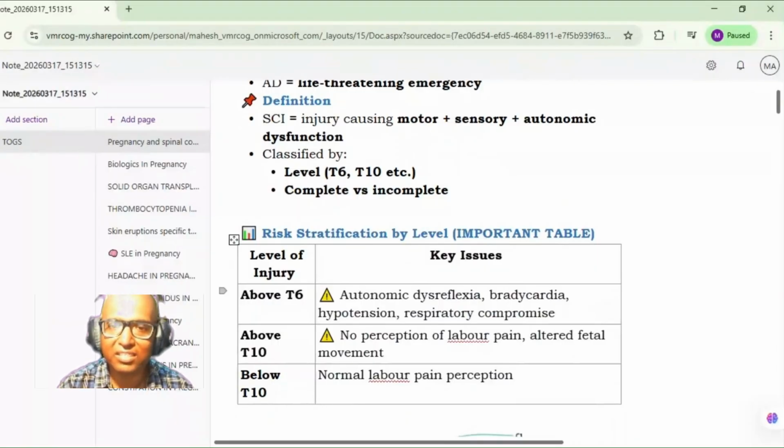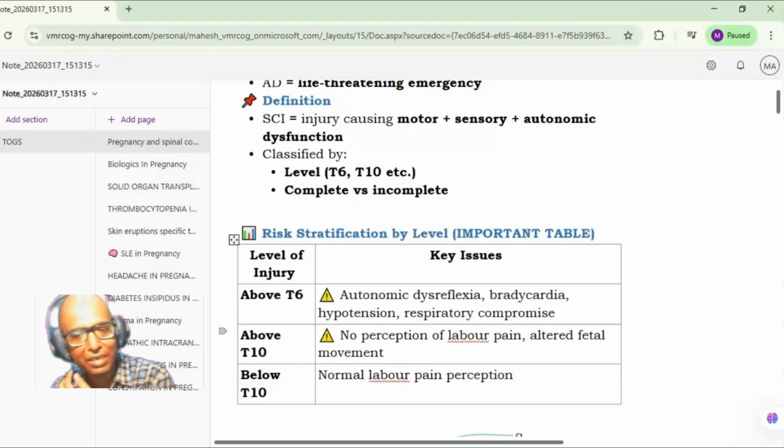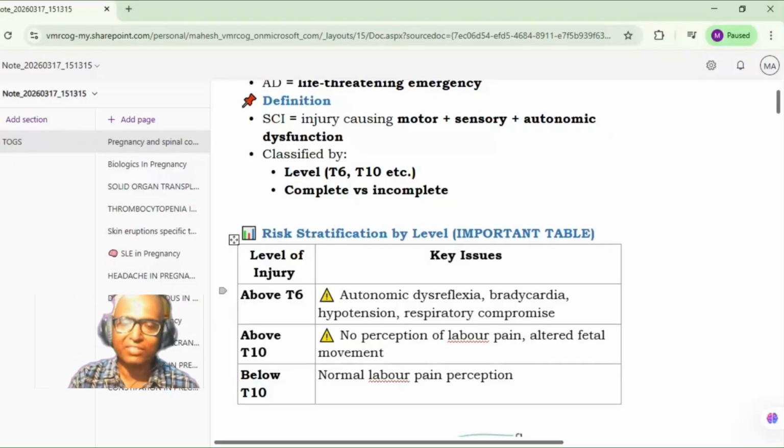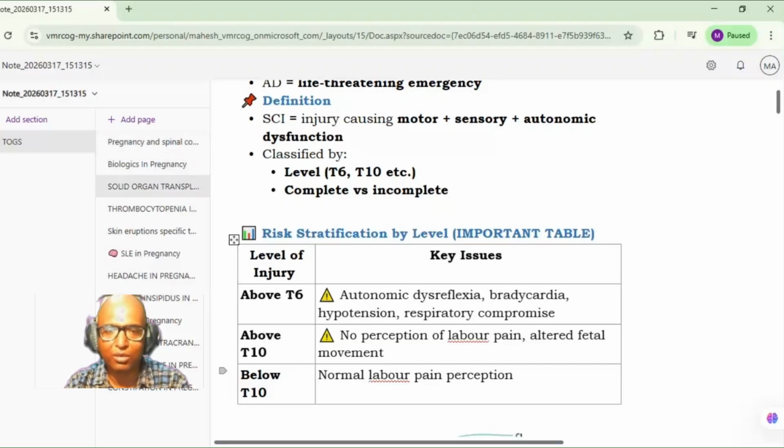Above the level of the T6, there is a risk of autonomic dysreflexia, bradycardia, hypotension, respiratory compromise. Above the T10, there is no perception of the labor pain, altered fetal movement. Below the level of the T10, normal labor pain perception is there, because T10 is the level of the umbilicus. So if it is below the level of the T10, then normal labor pain perception is there.